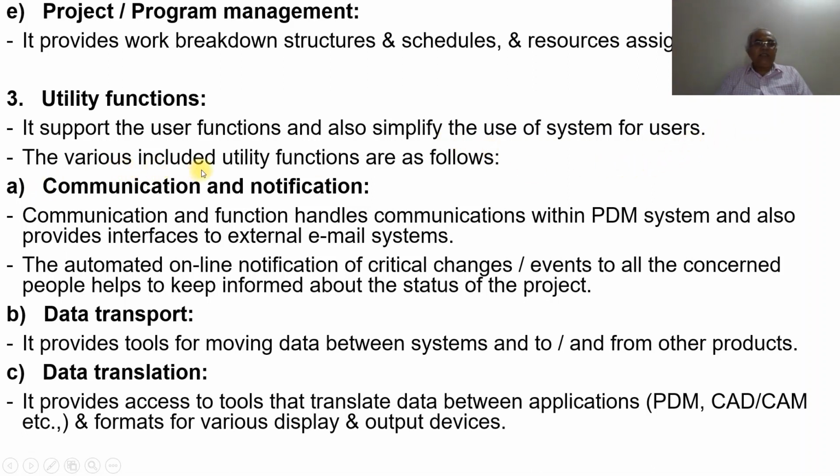Then the various included utility functions are communication and notifications. Communication handles communication within the PDM system and also provides interfaces to external email systems. So that means we need to have proper communication between the departments and also with external sources. For such things, we need to have the email system. The automated online notifications of critical changes or events to all the concerned people help to keep them informed about the status of the project. So that means online notifications.